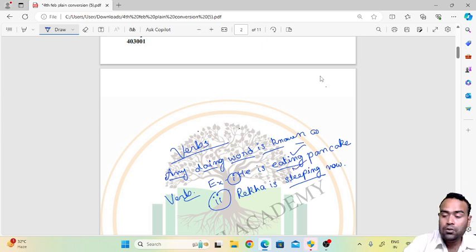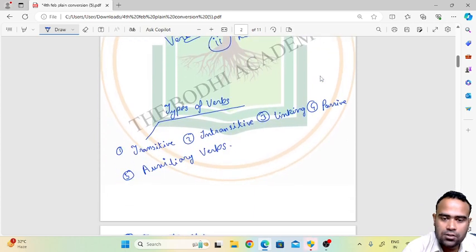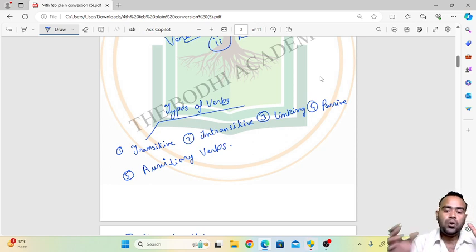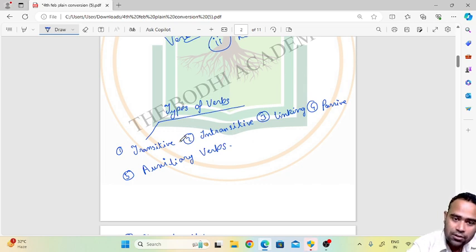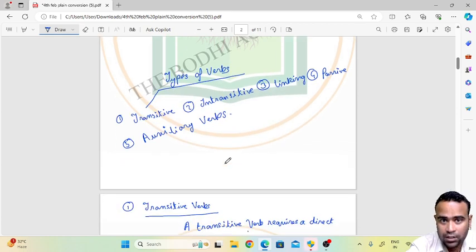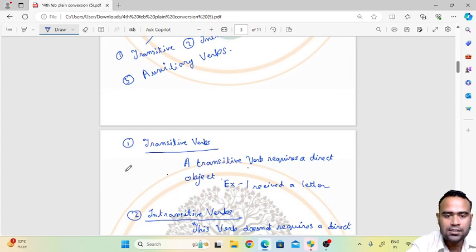Now we will find out what are the various segments of verb so that we can know about this in more detail. A verb has 5 segments. The first one is transitive, the second one is intransitive, the third one is linking verbs, the fourth one is passive verbs, and the fifth and final one is auxiliary verbs, right? If we go through all these details, we will be able to understand in detail the topic of verbs. So we are going to the first one, that is transitive verb.